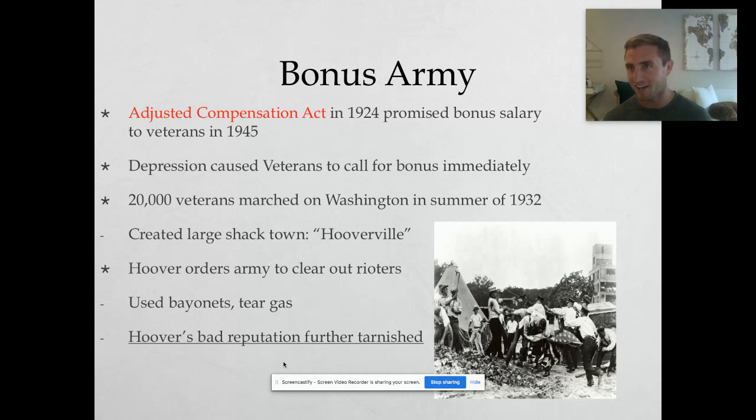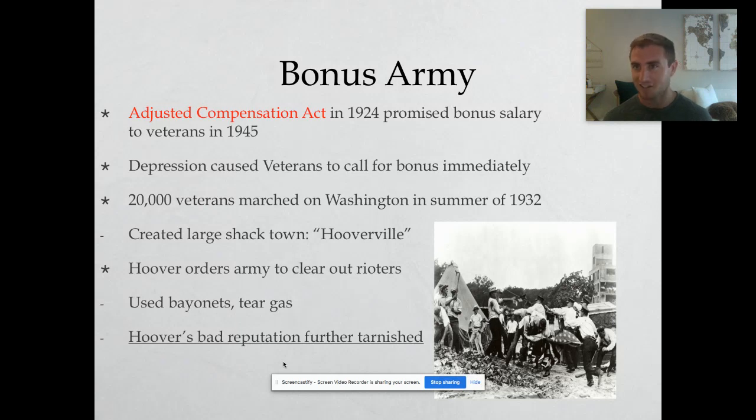Hoover, to his credit, tries to handle this very peacefully. He announces that unfortunately there is nothing that can be done, but he will pay for everyone's route back home, whether it be on a train or what have you. And so he's going to offer to pay passage back home. Some people leave, some people stay.